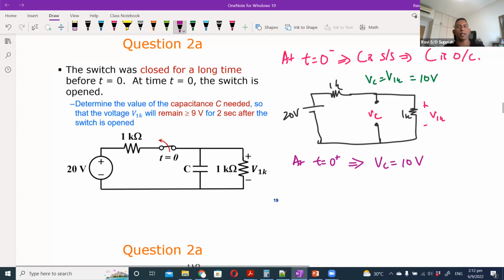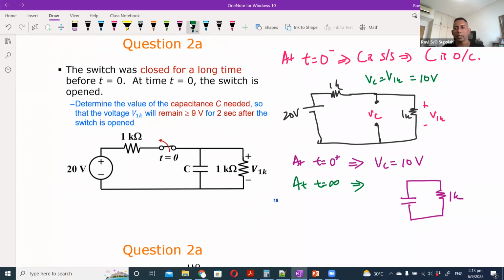Now the last thing that we need to analyze is at t equals infinity. So at t equals infinity, what happens? The switch is open. When the switch is open, the circuit that I have is basically a capacitor in series with a 1K ohm resistor. Because on the left hand side the switch is open, there is no current flowing in the branch. So all I have is this.